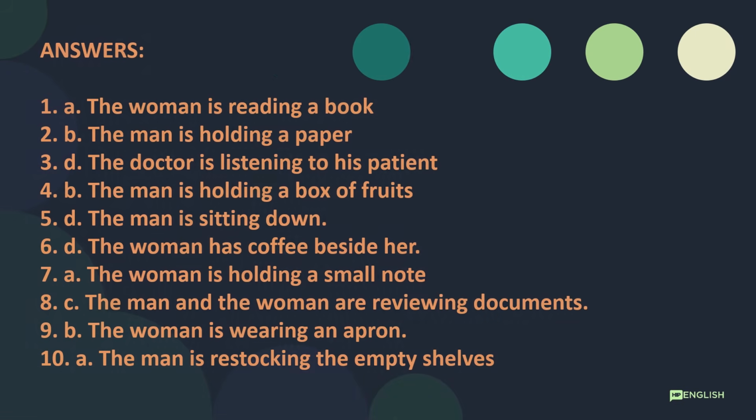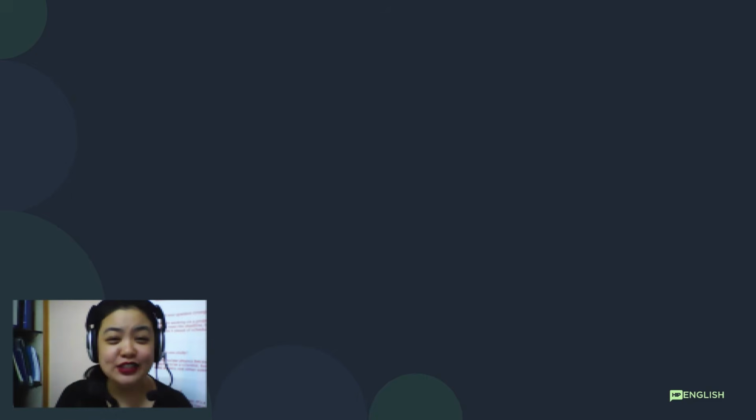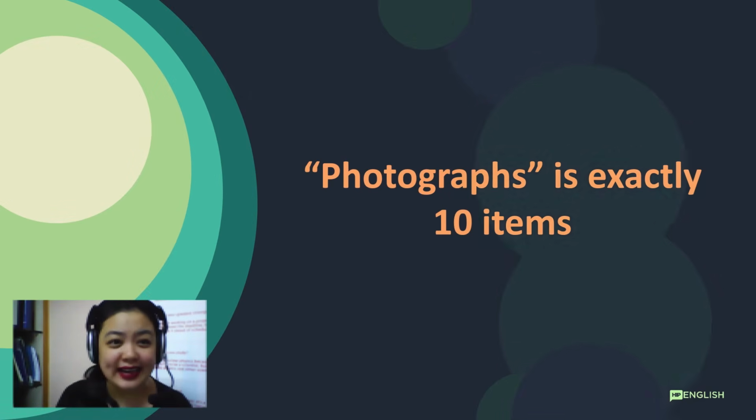Now, let's take a look at the answers. How many items did you get right? The trick is to just listen carefully. Always choose the one that obviously describes the picture. Some of the choices, though, may be tricky, but there will always be that one description that perfectly describes the picture. The photograph section only has 10 items.